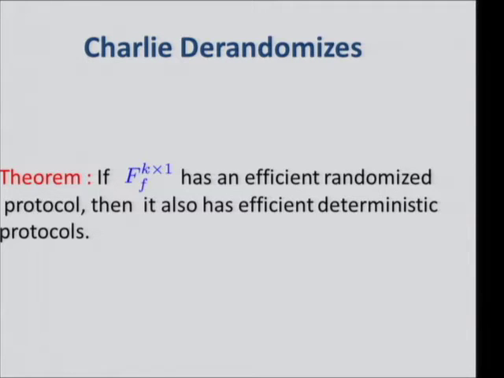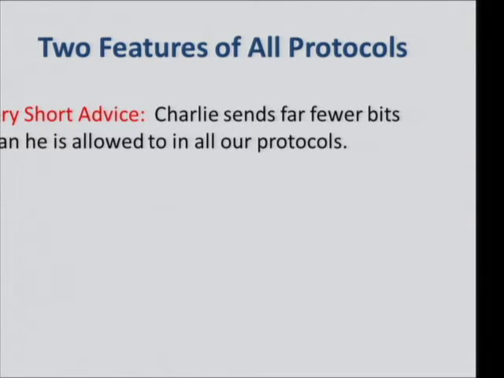Which is a bit of a surprising thing, that this model is very subtle. You can do lots of things using Charlie. So every protocol can be efficiently de-randomized. And I will now end with two more slides.